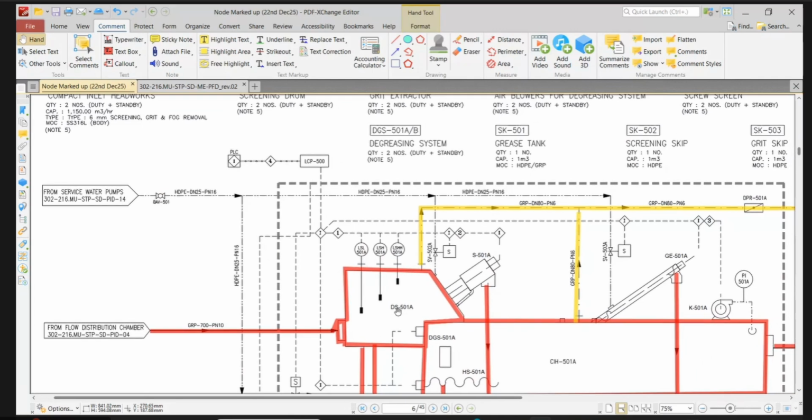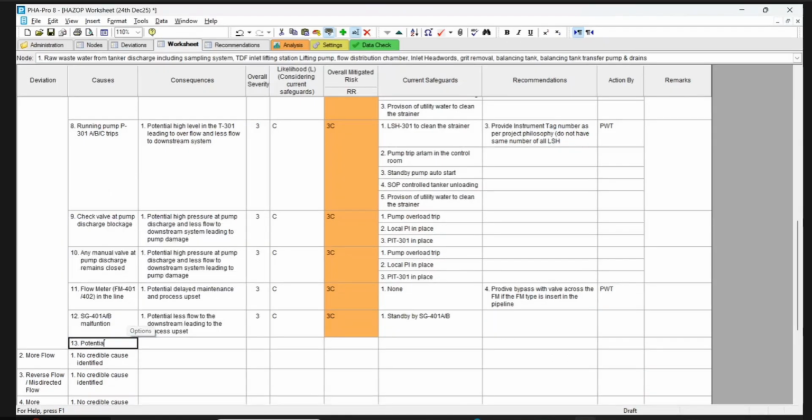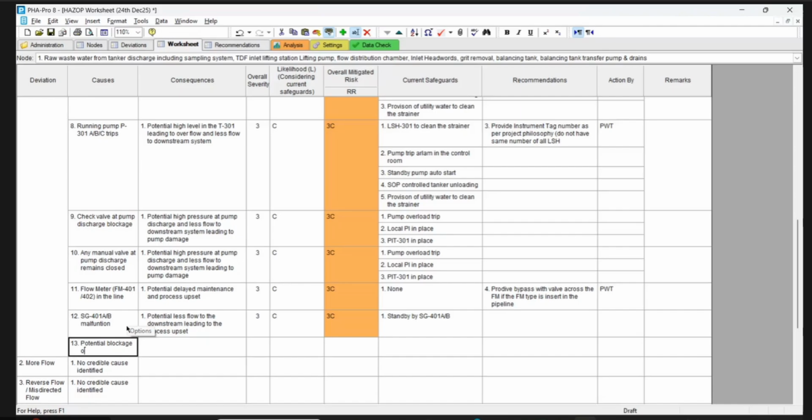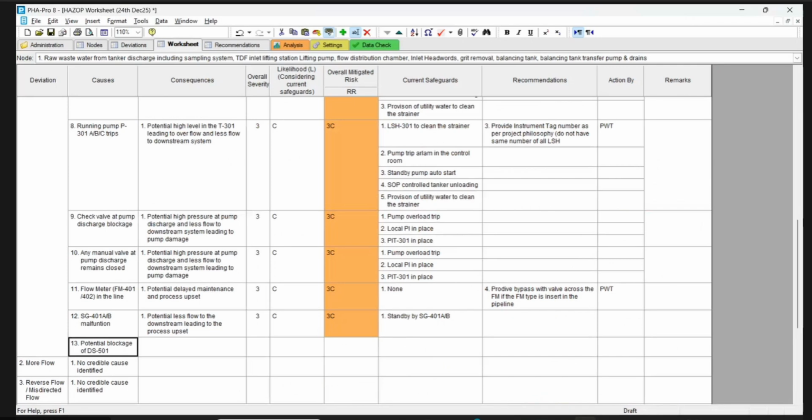But if a blockage is there, the level starts rising and then it has to give the alarm. Is it here? What are the, there was a switch, potential voltage of DS, in the tank before the. Yes, this major one. Note it down. Just explain this.